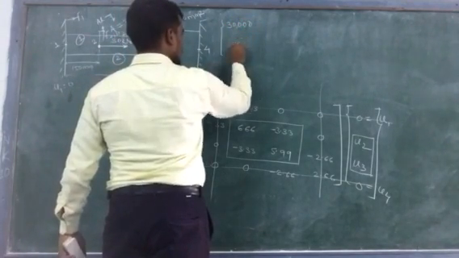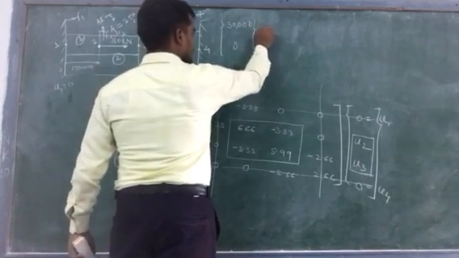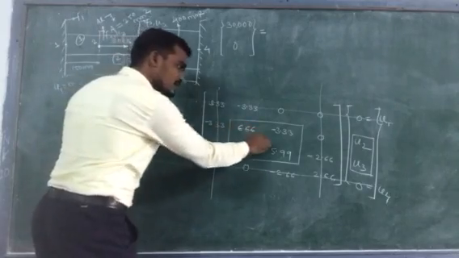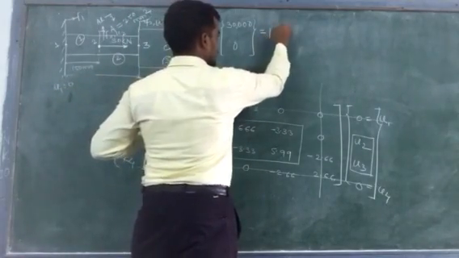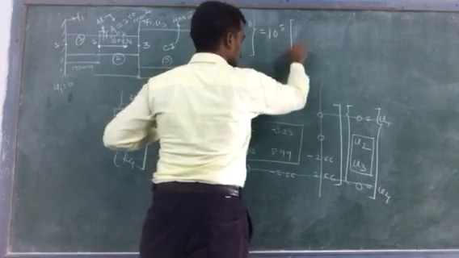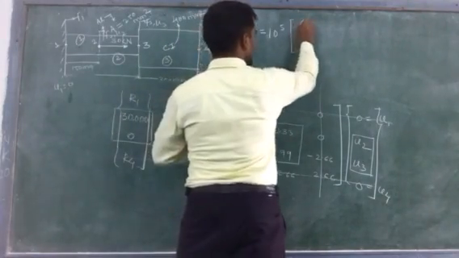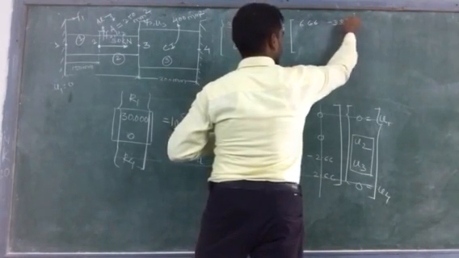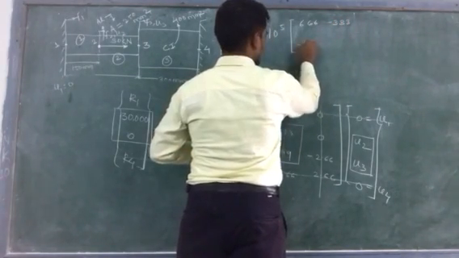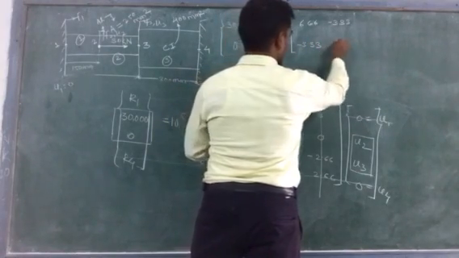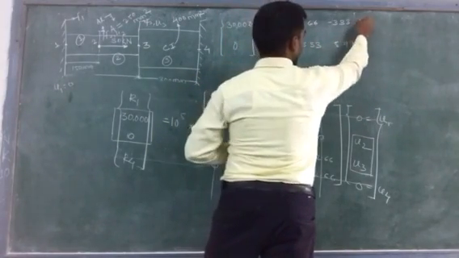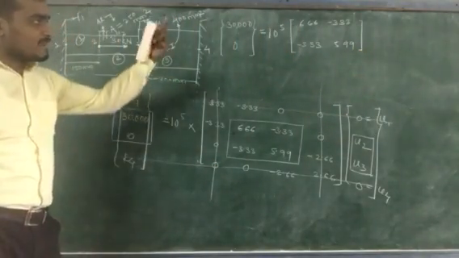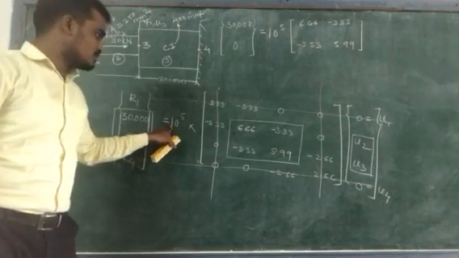30,000 is equal to 10 raised to power 5 into this matrix, which is nothing but 6.66, minus 3.33, minus 3.33 and 5.9. This is your matrix value, 10 raised to power 5.